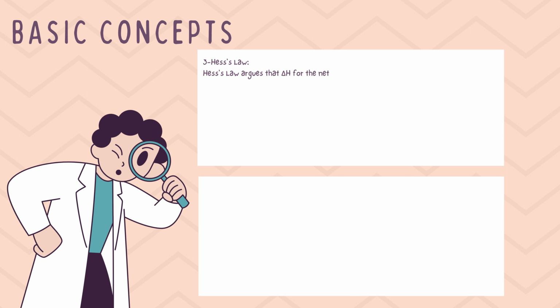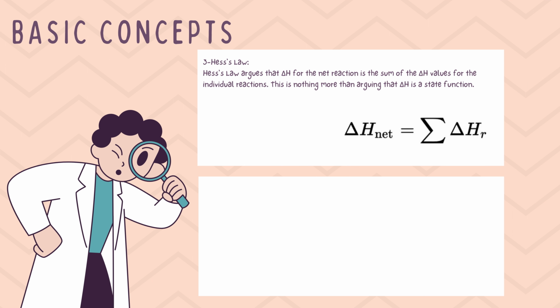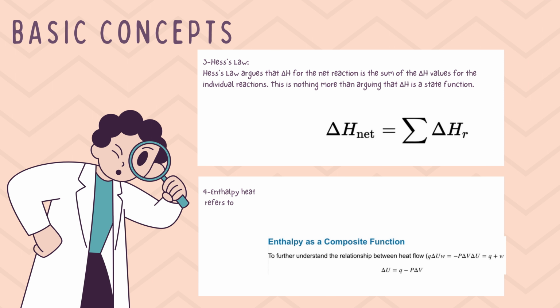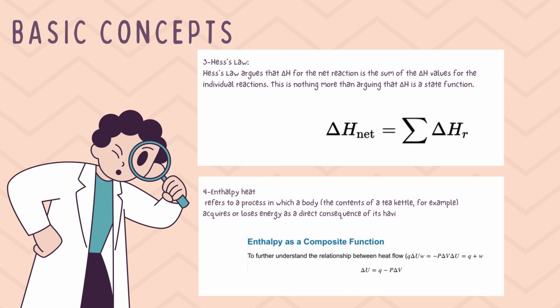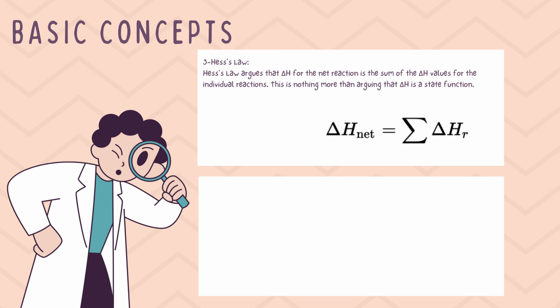3. Hess's law. Hess's law argues that delta H for the net reaction is the sum of the delta H values for the individual reactions. This is nothing more than arguing that delta H is a state function. 4. Enthalpy. Heat refers to a process in which a body, the contents of a tea kettle, for example, acquires or loses energy as a direct consequence of its having a different temperature than its surroundings.